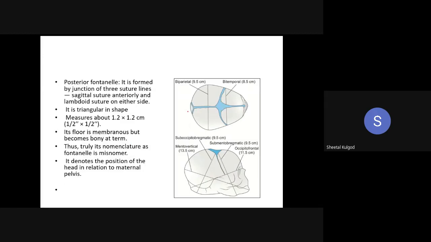Again, the posterior fontanelle is formed by junction of 3 suture lines, that is lambdoid on either side. It is triangular in shape. It measures about 1.2 by 1.2. Its floor is membranous, and though it is a fontanelle, the nomenclature is a misnomer, they say, and it denotes the position of the head in relation to the maternal pelvis.